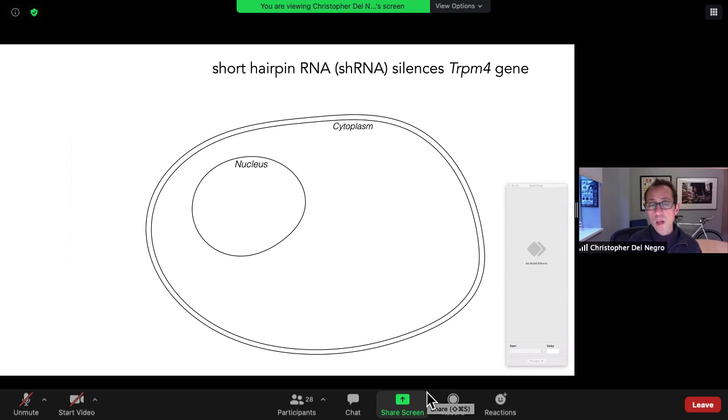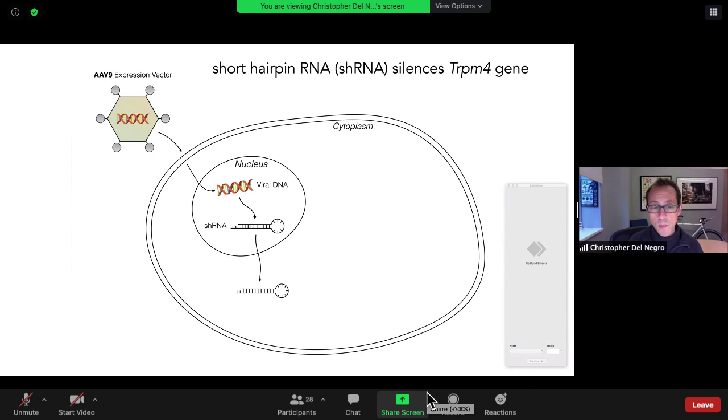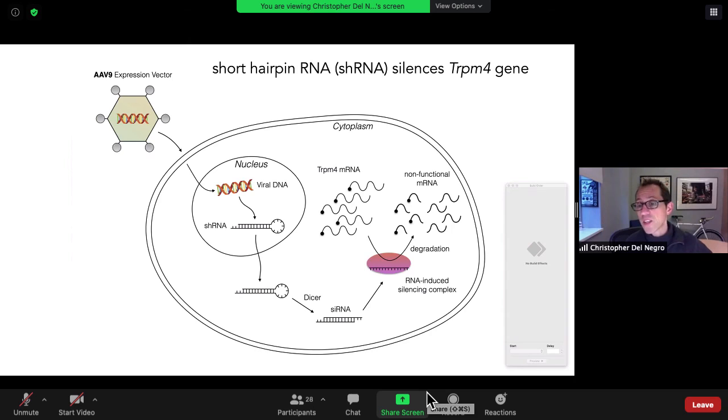And here's how we did it. We designed a short hairpin RNA experiment to silence TRPM4 gene expression. The way this technique works is the following. We have a packaging adeno-associated virus which contains a vector with short hairpin RNA. It gets into the cell nucleus, expresses the viral DNA, and then the short hairpin RNA complex produces small inhibitory RNAs, which then act to degrade and destroy the RNA selectively for TRPM4 and make it non-functional. Okay, so this is a good schematic. Perhaps it's a nice diagram.